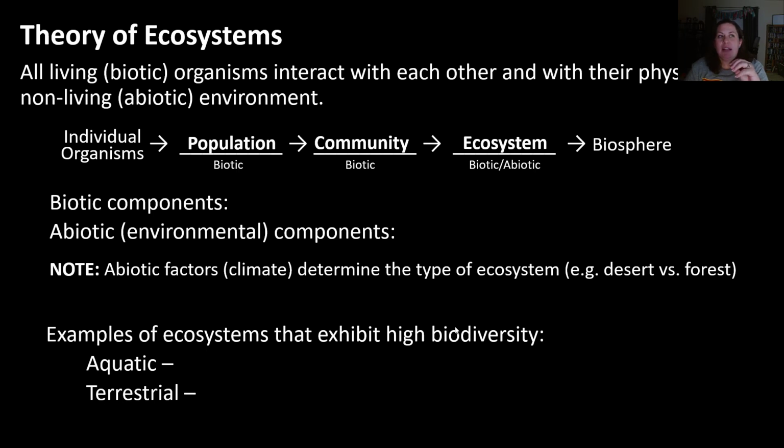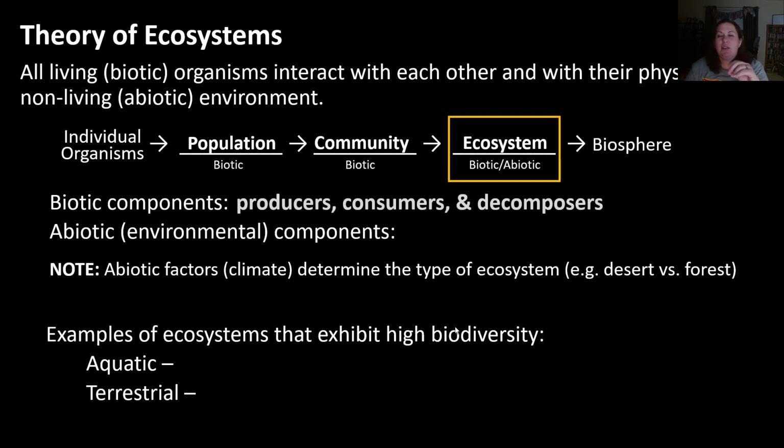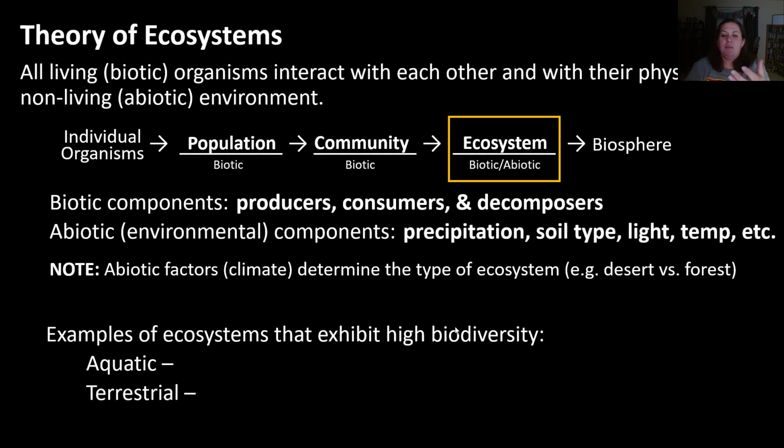Some biotic components, when we look at these ecosystems, include producers, like your plants, consumers like us and other animals, and decomposers, a lot of times that's bacteria and fungus. Abiotic are the environmental components. These could be things like precipitation, soil type, the amount of light, temperature, and so on.